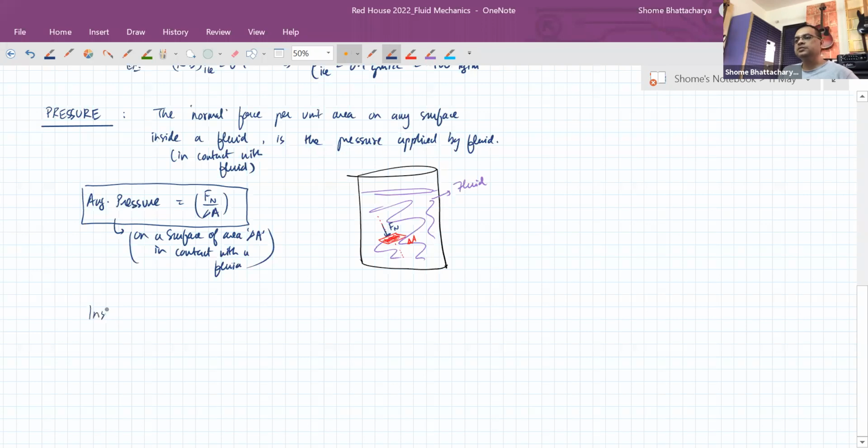So instantaneous pressure. Now here the term instantaneous is not so much to do with an instant of time, but it has to do with a particular point in space, because we are understanding pressure with respect to position, not with respect to time. So instantaneous pressure, or we would better describe it as the value of pressure at a certain point inside a fluid.